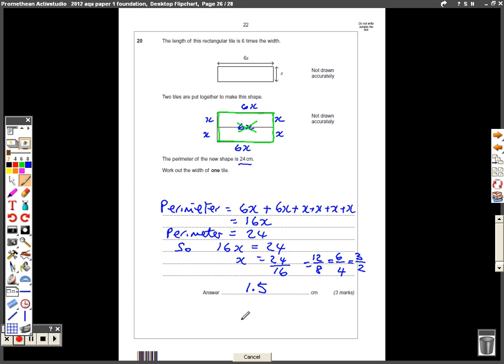And I just need to check that I've answered the question. It says work out the width of one tile. Well, the width was the x. It says 6 times the width is the length. So yes, the width is 1.5, and we're done.